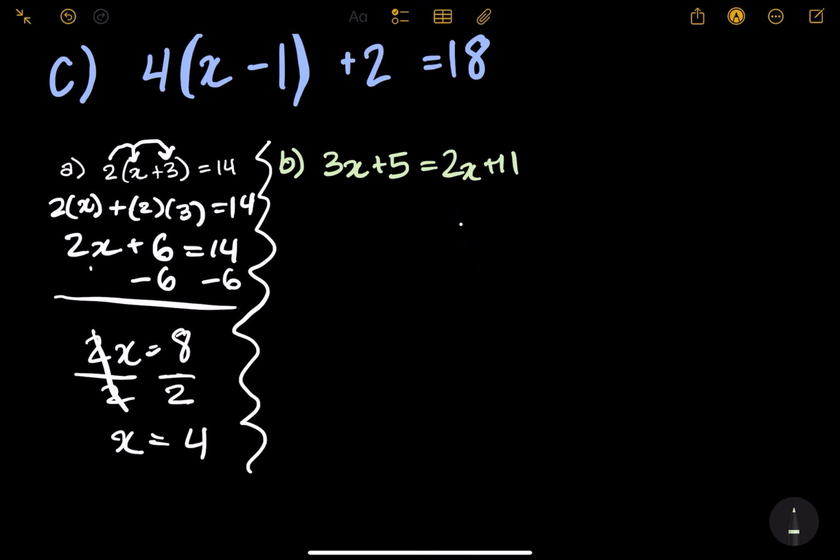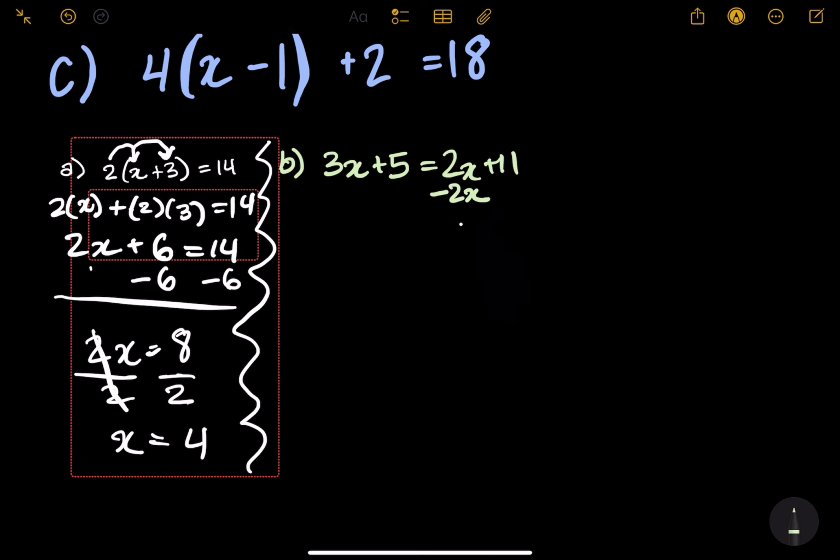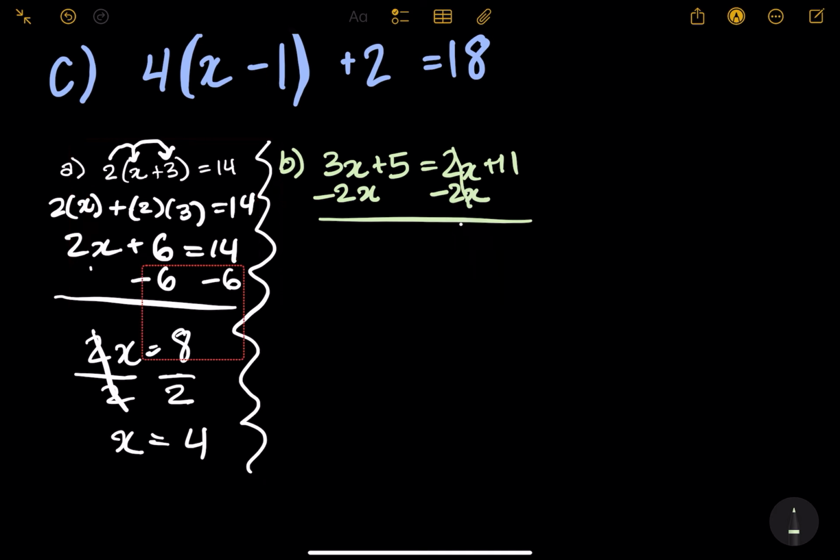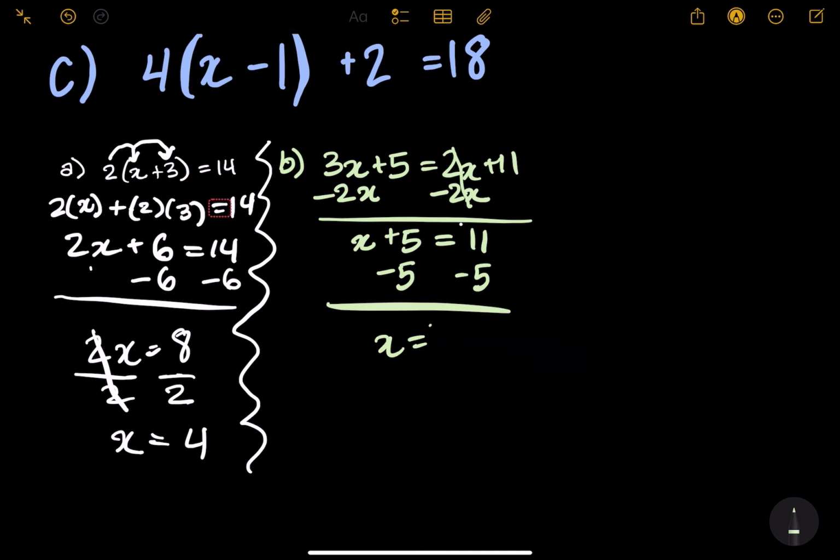I usually like to have all of my variables on my left and then all of my numbers on the right. So I'm gonna subtract both sides by 2x to get rid of this, and then 3x minus 2x gives us x plus 5 is equal to 11. Subtract 5 on both sides, and then you get x is equal to 6.